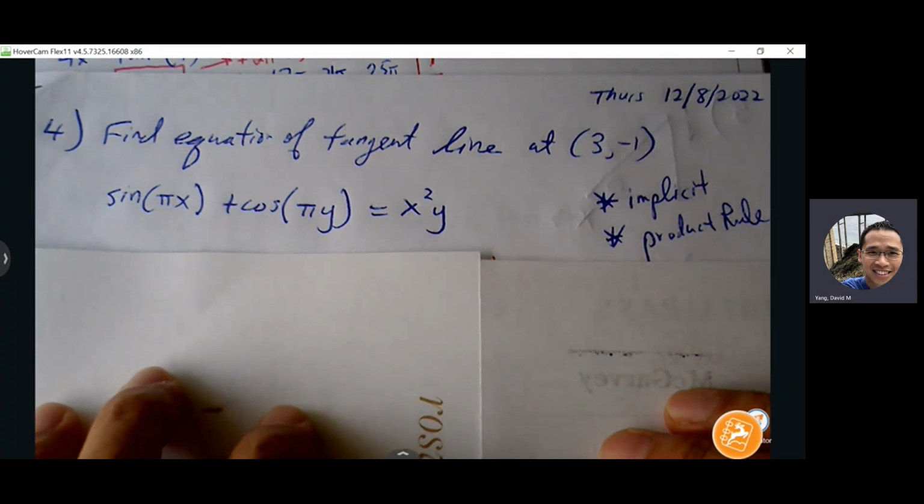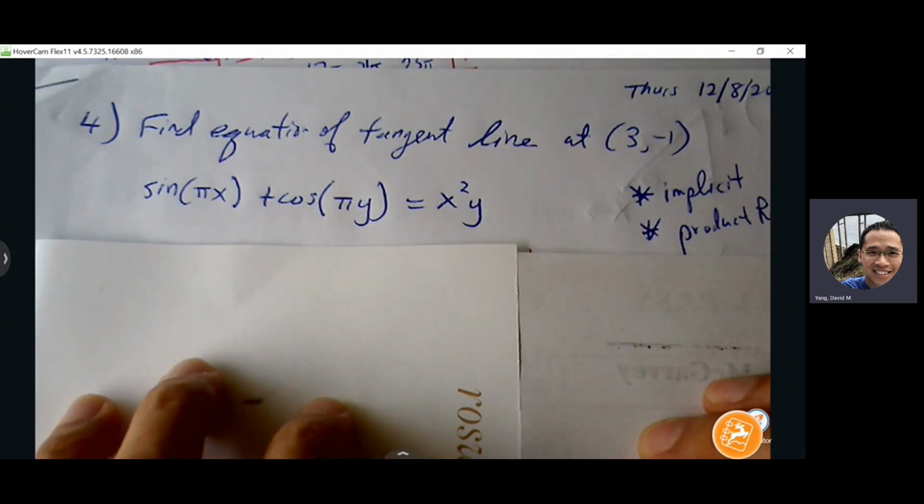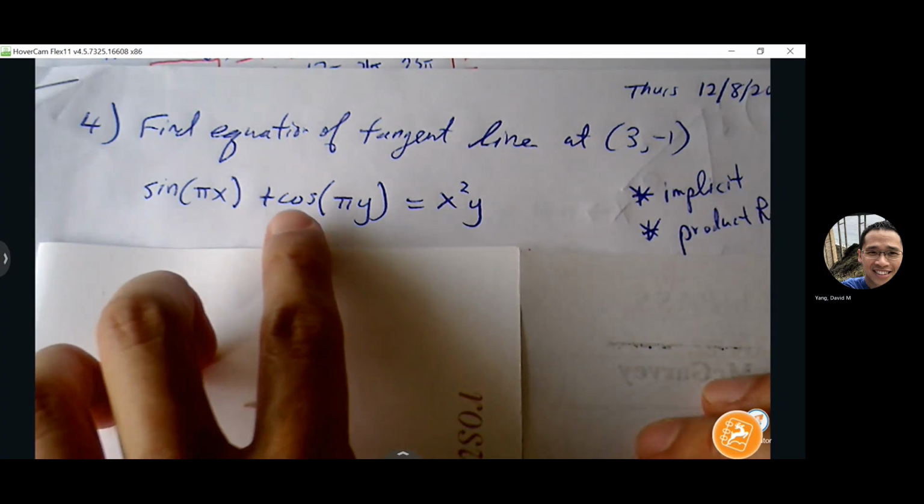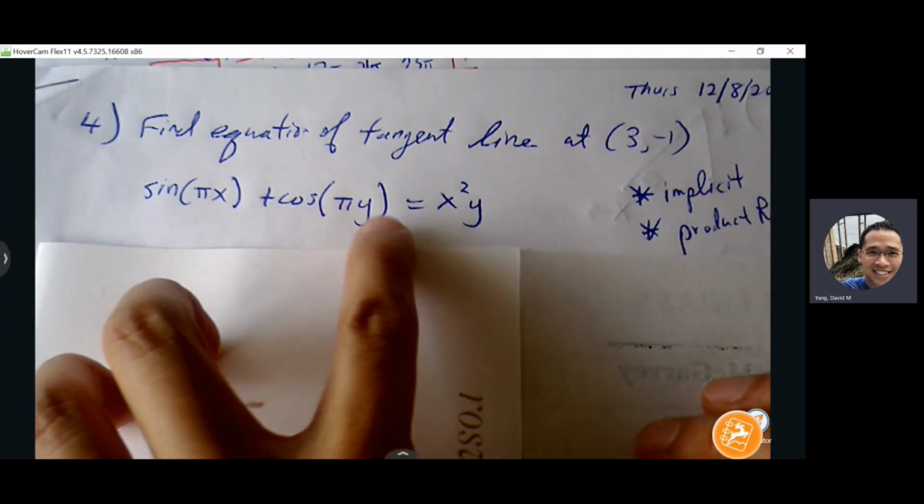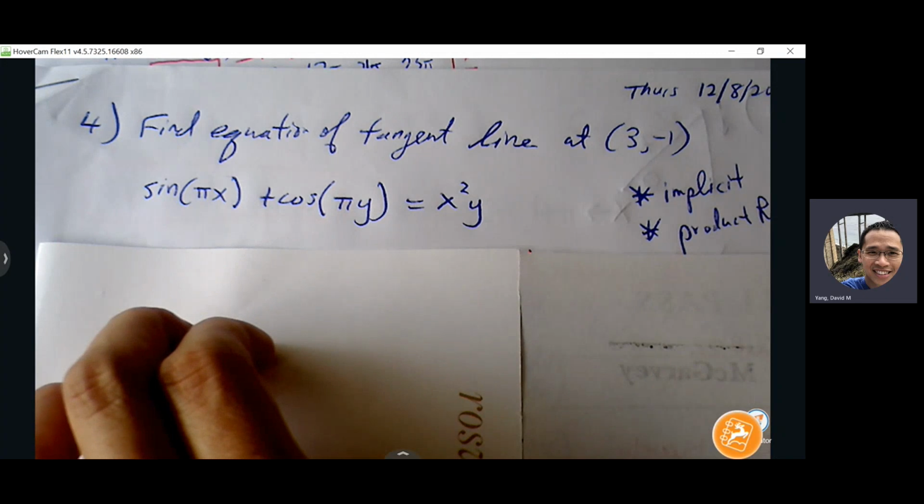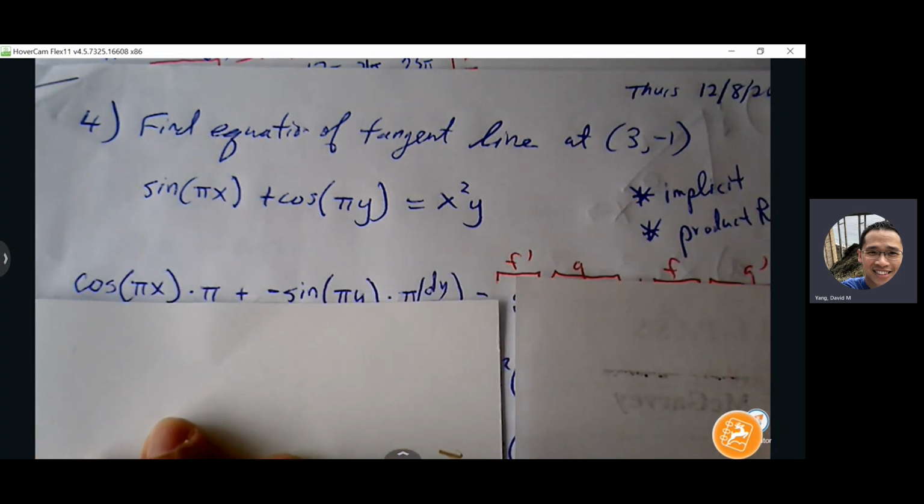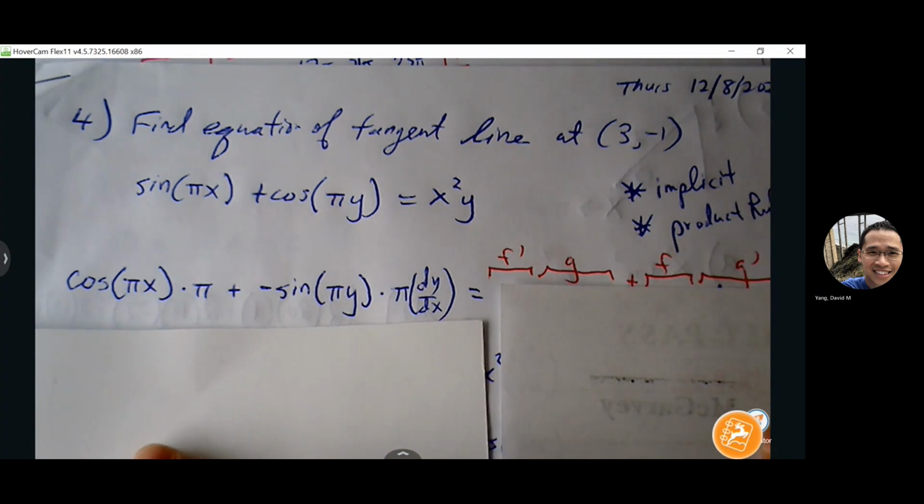Okay, so sine pi x becomes cosine pi x times pi, good. Okay, cosine of pi y becomes negative sine pi y times, good. Pi is the coefficient, it stays. Y becomes one, but y's derivative needs to include dy dx. Good. And then from there, we've got to do a product rule on the right side.